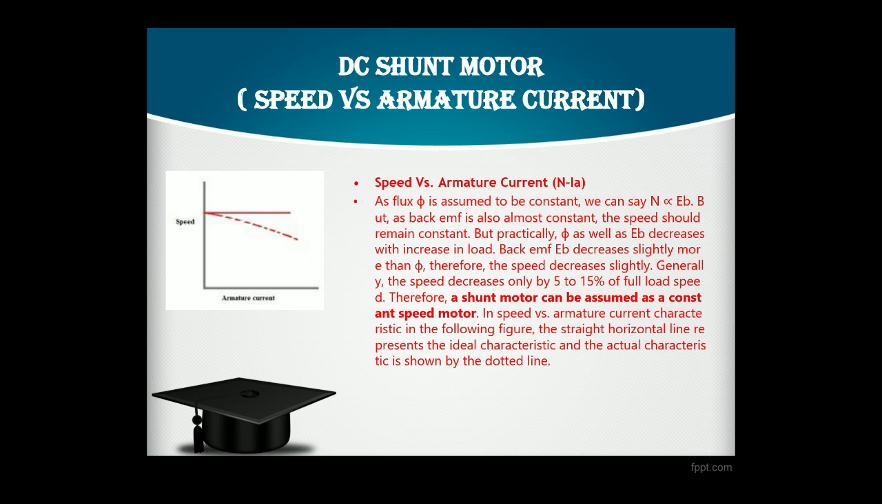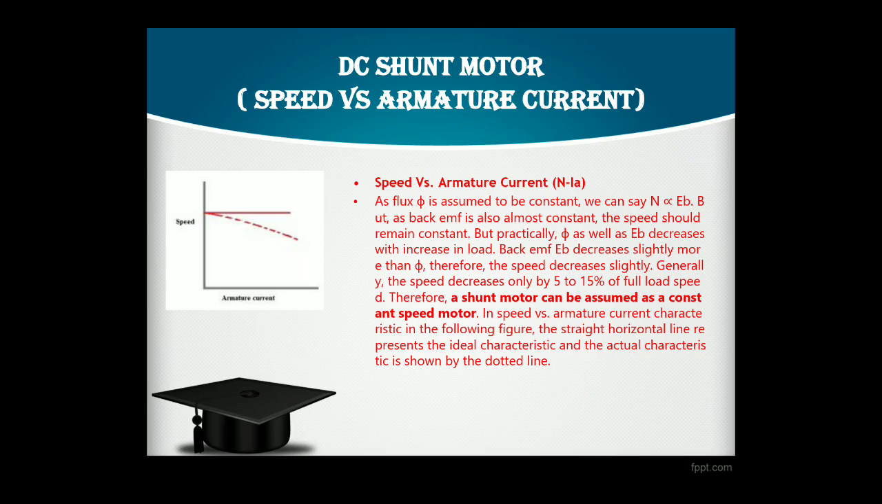In the speed versus armature current characteristics, in the following figure, the straight horizontal line represents the ideal characteristics and the actual characteristics are shown by the dotted line. Okay, so this is the characteristic of the shunt motor.